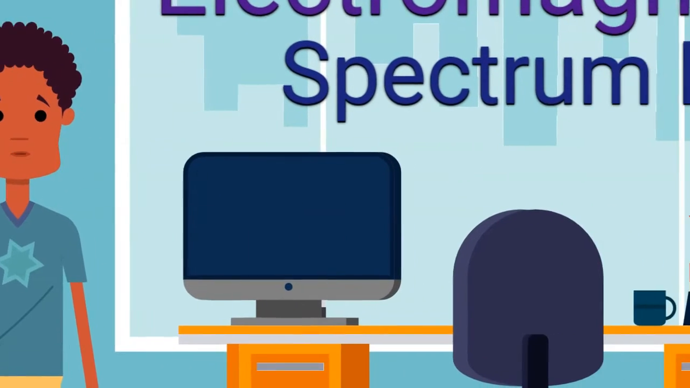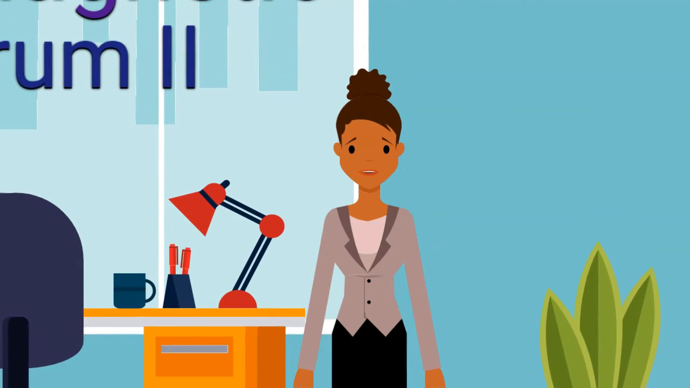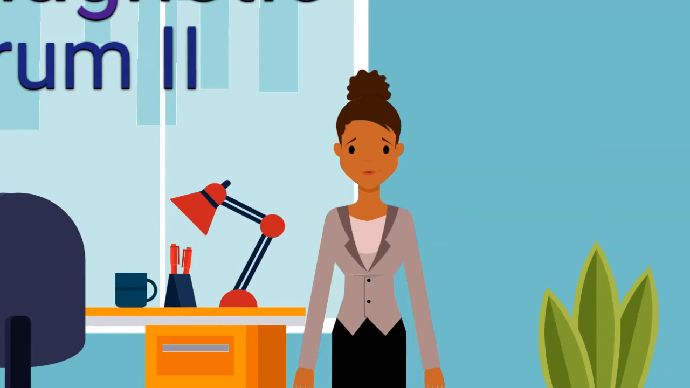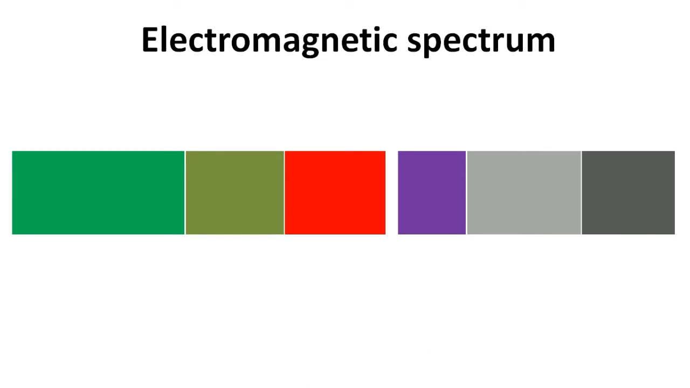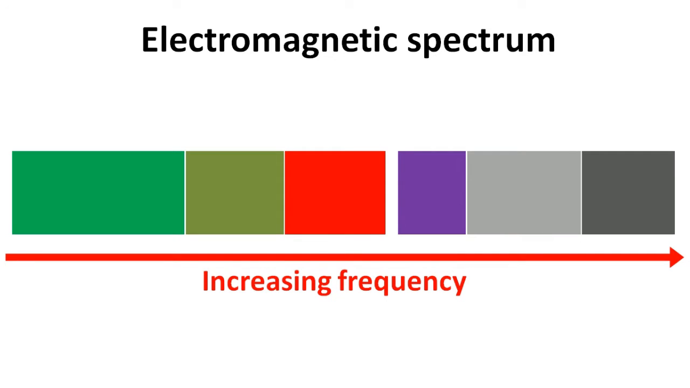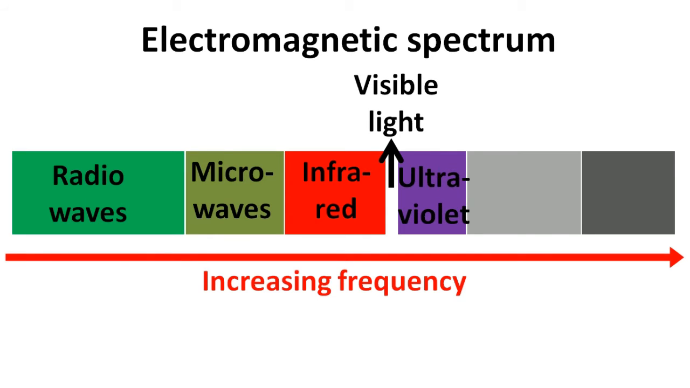In this class, we will learn more about the spectrum. Yes, I can now make the electromagnetic spectrum. Please go ahead. The electromagnetic spectrum consists of the 7 electromagnetic waves, starting from the one that has the lowest frequency to the one that has the highest frequency. The waves are radio waves, microwaves, infrared, visible light, ultraviolet, X-ray, and gamma ray.